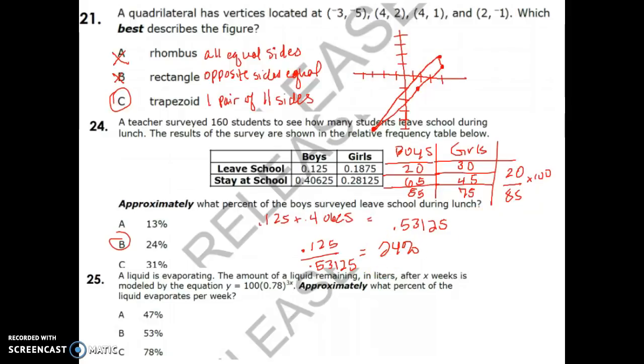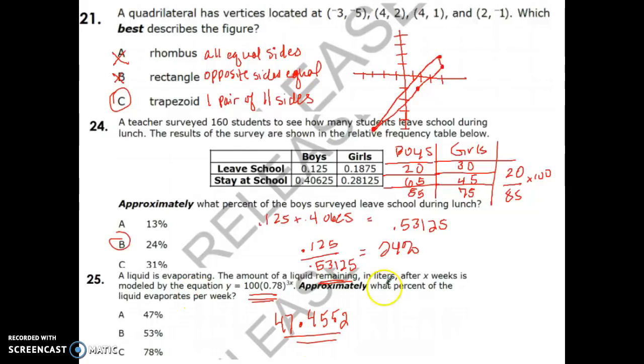Okay, this question was a little weird. A liquid is evaporating. The amount of liquid remaining in liters after x weeks is modeled by the equation here. Approximately what percent of liquid evaporates per week? So this is what's remaining. And when you do this, everybody, you end up getting 47.4552. Well, this is what's remaining.